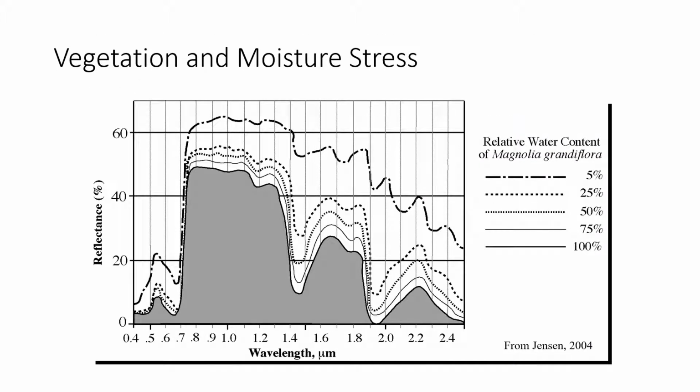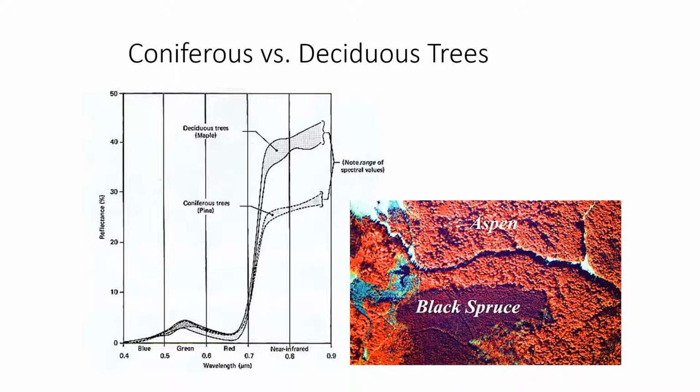How can we use this? Well, we can look at plants, and as they become more moisture stressed, the composition internally of the leaf structures begins to change because of lower levels of water, and that changes dynamically how we can see patterns. Coniferous versus deciduous. Here you can see an example of aspens versus black spruce.